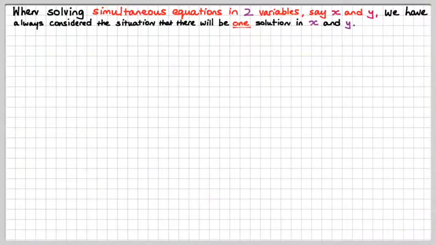Let's go. Now, when solving simultaneous equations, which you've been doing since year 9 I think, in two variables x and y, we have always considered, you and I, the situation where there would be only one solution in x and y. One point of intersection, if you look at them in a graphical sense, is what you mean by the simultaneous solution of both equations, where they're both simultaneously correct at the same point.